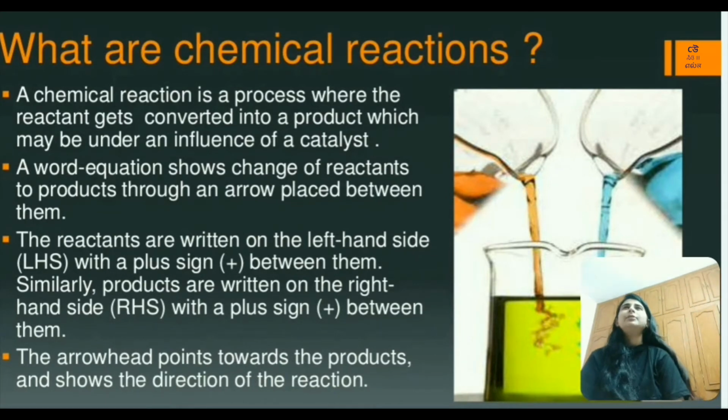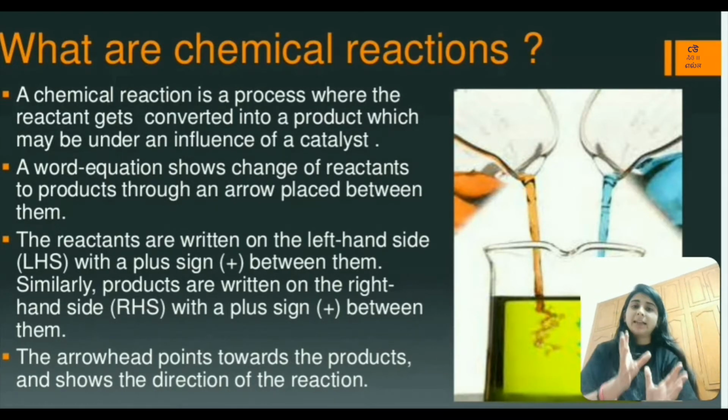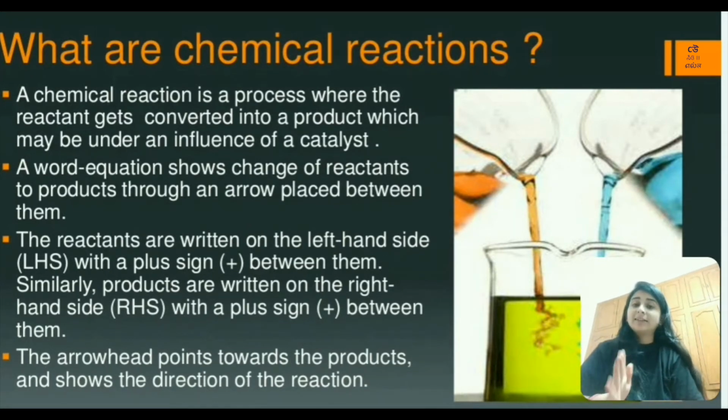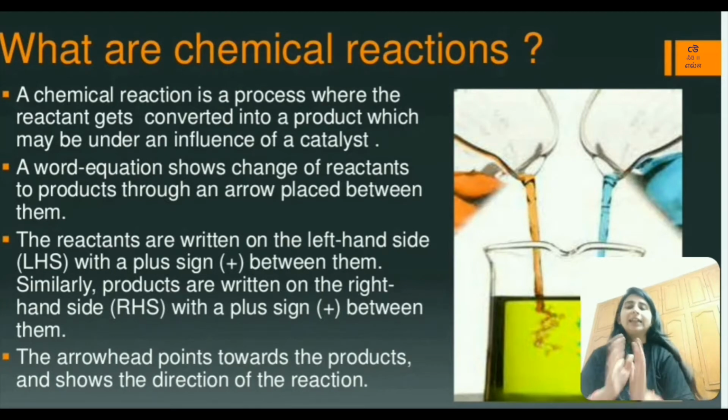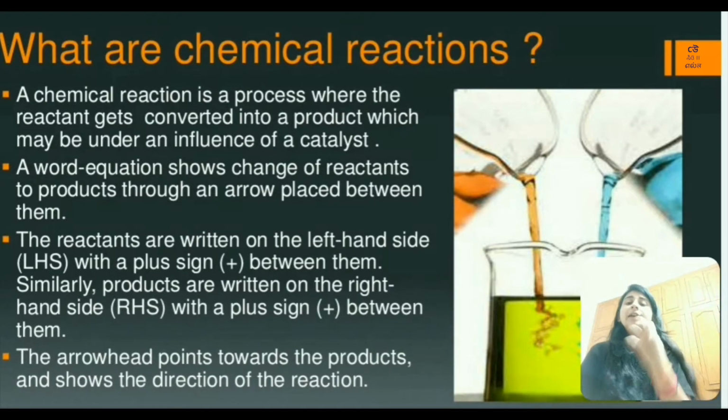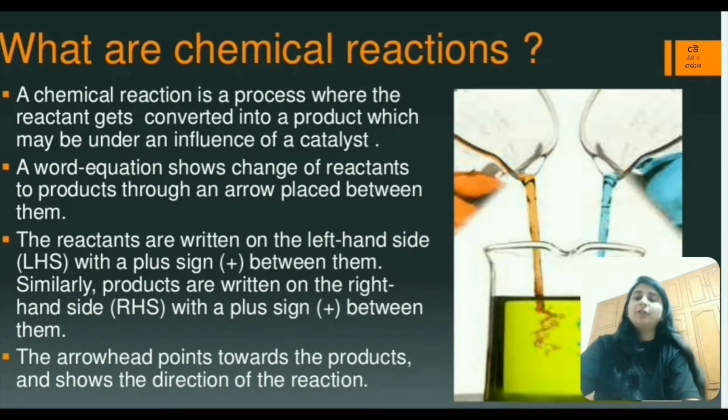But if we talk about one such substance, students, that is calcium carbonate: when it is heated, it breaks down or decomposes to form carbon dioxide gas and calcium oxide. So in these varieties of chemical reaction, there is going to be a plus sign on the product side instead of the reactant side. And lastly, an arrowhead points towards the product and shows the direction of the reaction. That is, whenever there is a chemical reaction, I'll just show you.